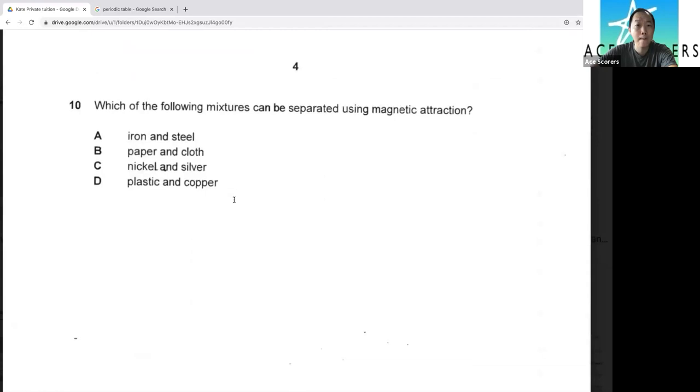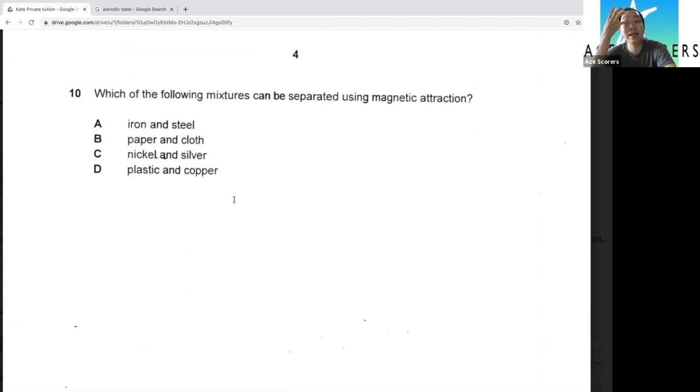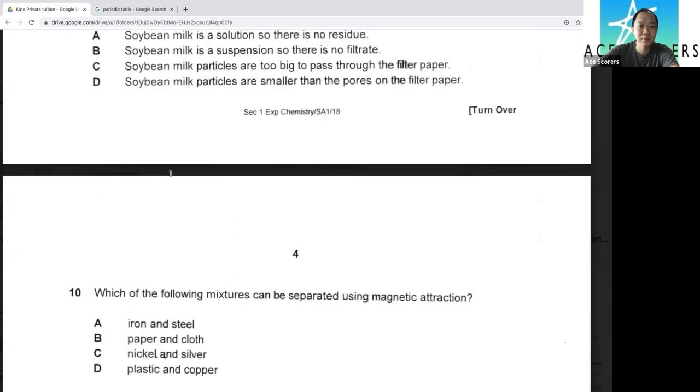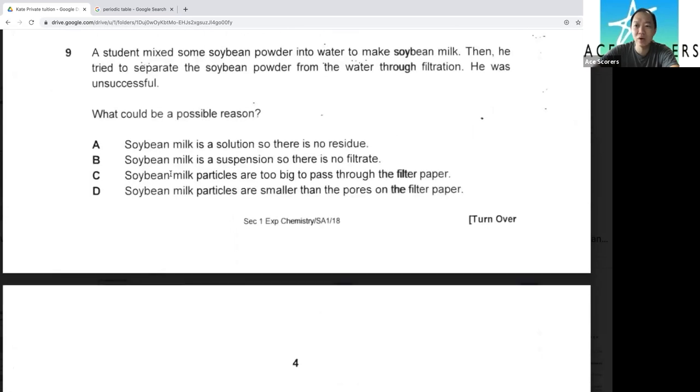Okay, next one. Which of the following can be separated using magnetic attraction? That means you use a magnet to separate them. So one of them has to be magnetic material, the other one non-magnetic material. So the answer is C. Paper, the answer is A. Okay, it's A. So far, do you find it easy or difficult? Just the MCQ alone.